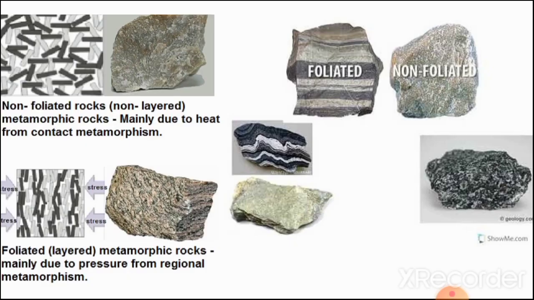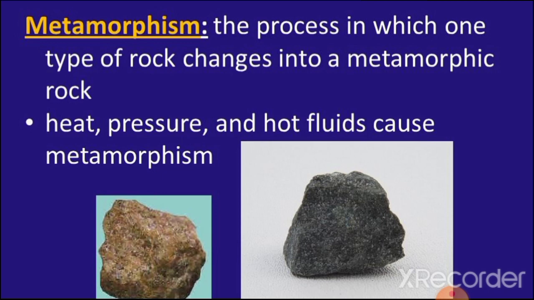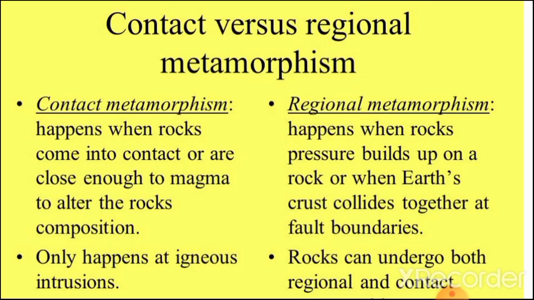The metamorphic rocks are also divided into two: the foliated, which has layers as we can see on the screen, and the non-foliated, which do not have layers. The process by which a rock changes into another rock or into a metamorphic rock is known as metamorphism. The two things that can cause this change are heat and pressure.